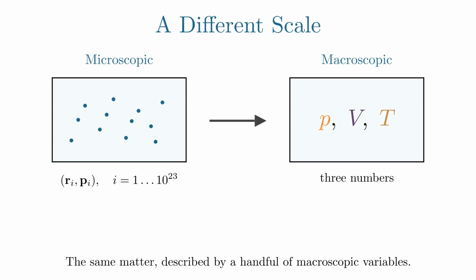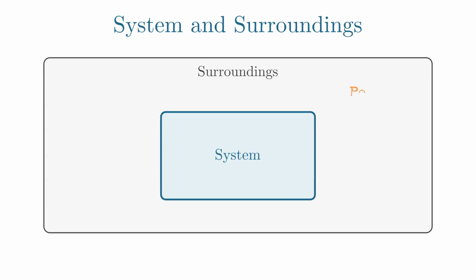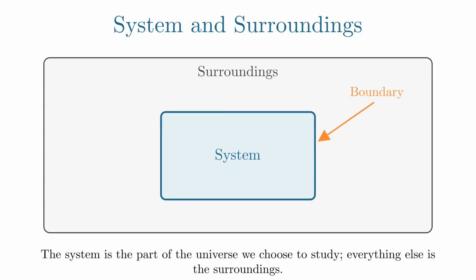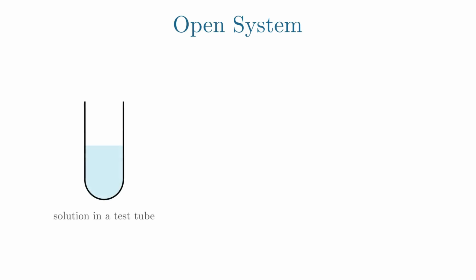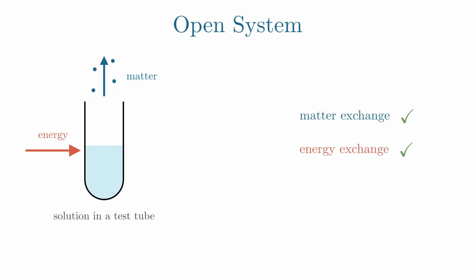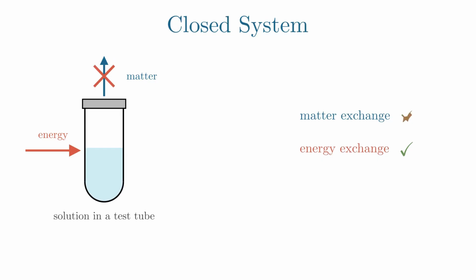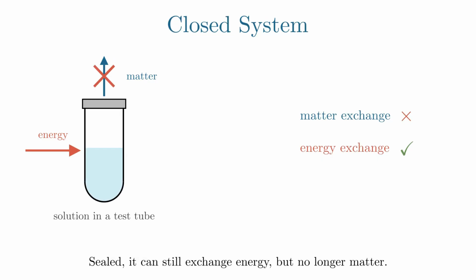We now introduce two important concepts: the system and the surroundings. The system is a part of the universe we chose to study, while everything else is the surroundings. Consider a solution in a test tube. An open test tube is an open system, able to exchange both matter and energy with its surroundings. Once sealed, it becomes a closed system. It can still exchange energy, but not matter.